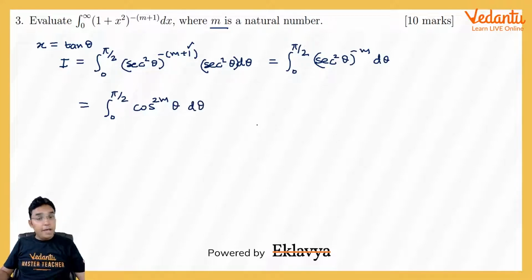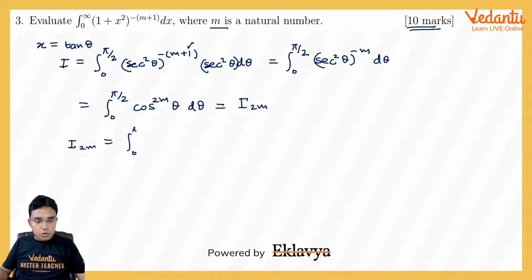Now this one is direct if we use Wallis's formula. We know the result, we can do it directly, but if this question is of 10 marks, we are not supposed to do it that way. Rather, I will take this as I2m and use that method to prove Wallis's formula. To solve this I2m, we can write it as the integral from 0 to pi by 2 of cos raised to the power 2m minus 1 theta into cos theta d theta. And then we will take cos theta as the second function and the other as the first function.